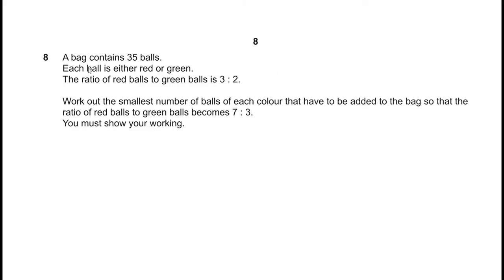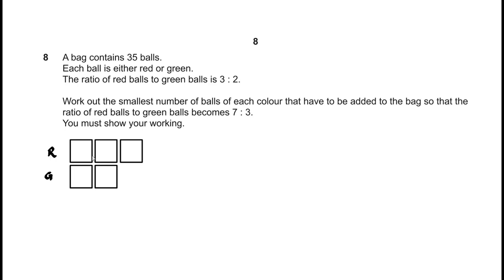Question number 8. A bag contains 35 balls. Each ball is either red or green. The ratio of red balls to green balls is 3:2. We have to work out the smallest number of balls of each colour that have to be added to the bag so that the ratio of red balls to green balls becomes 7:3. I must show you working.